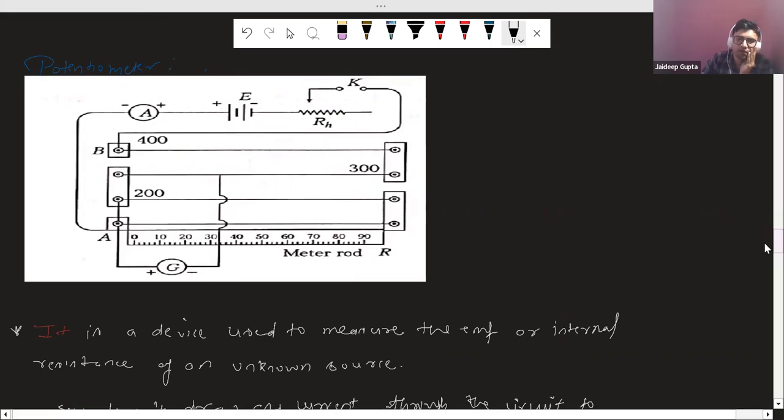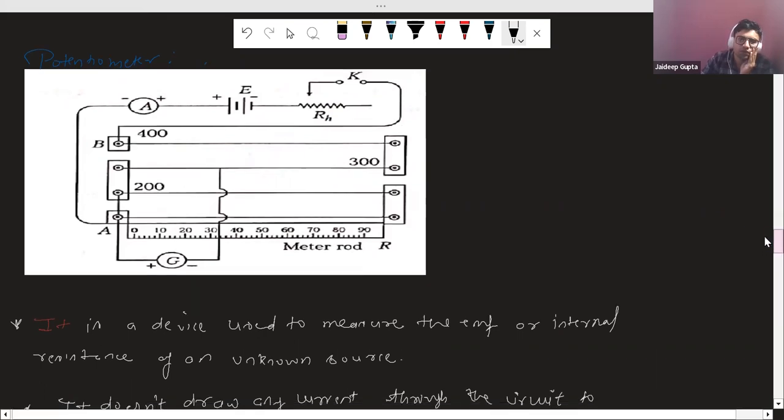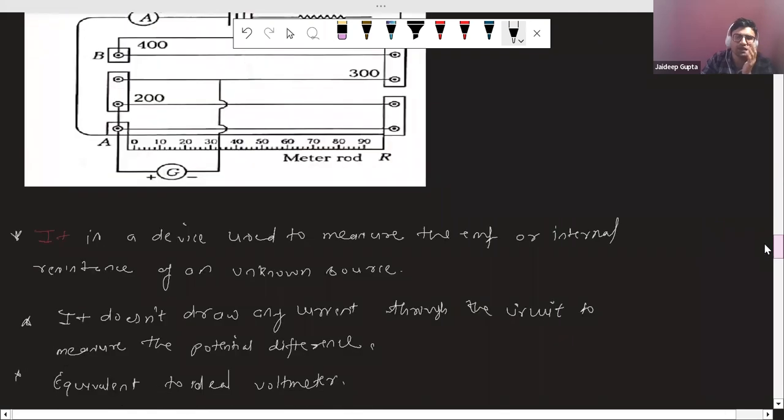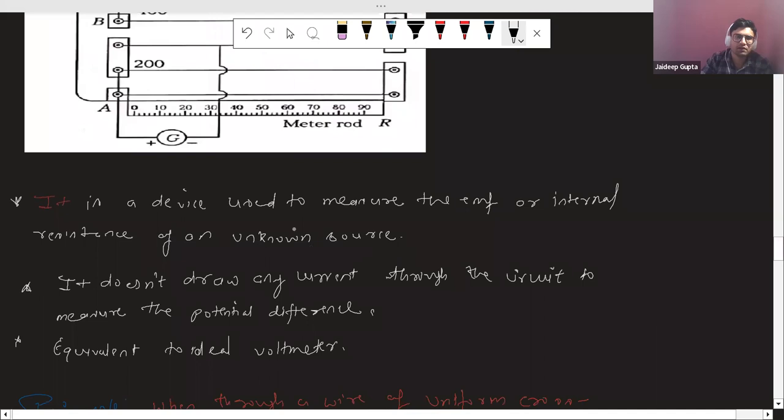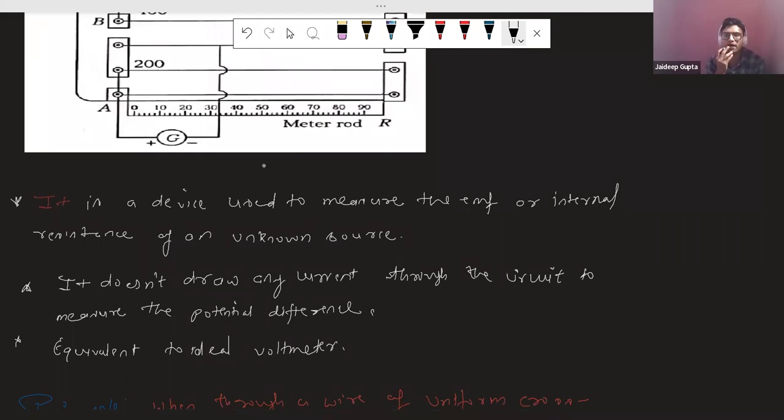Now potentiometer, it is a device used to measure the EMF or internal resistance of an unknown resistance. Potentiometer is also known as an ideal voltmeter because it does not draw any current from the battery.